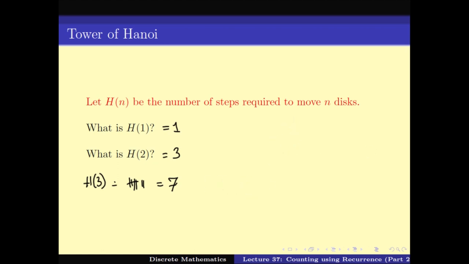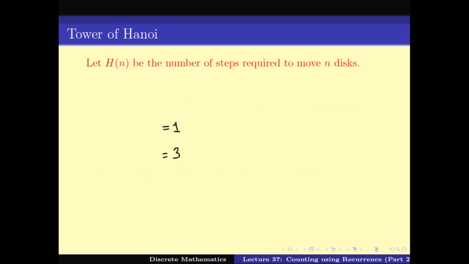Now, like this, if I keep on continuing, and say I know H1 to Hn minus 1, can I compute Hn? That is the question to be asked. So let's see first. First of all, can I get an upper bound on Hn?